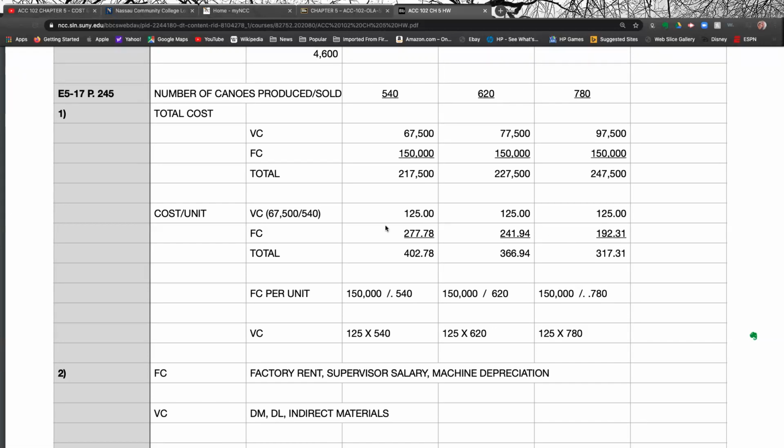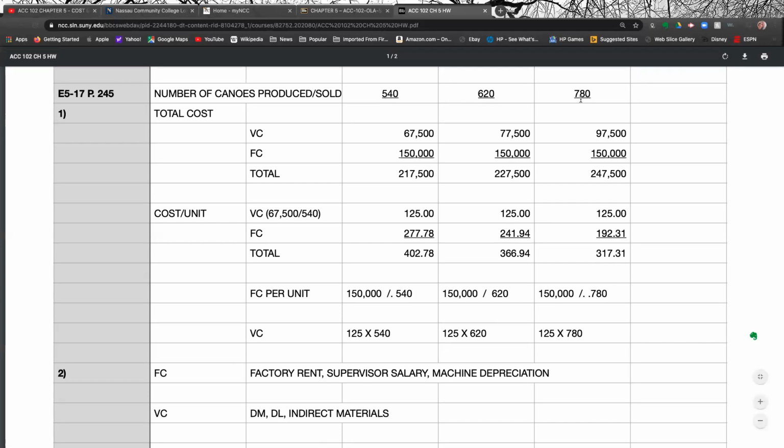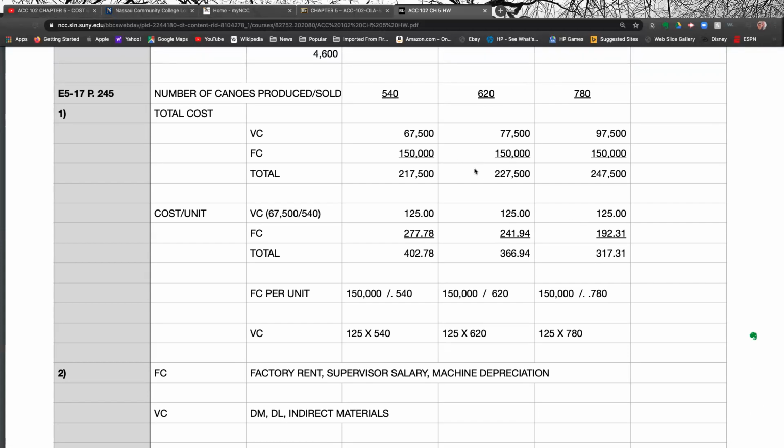Right? So where does this $67,500 come from? It's $125 times 540 is $67,500. Where does this $77,500 come from? It's 620 canoes times $125 a canoe. Where does this $97,500 come from? It's 780 canoes times $125 a canoe. Right? So that's where the numbers come from.